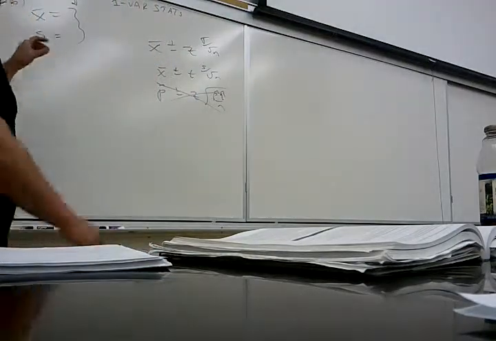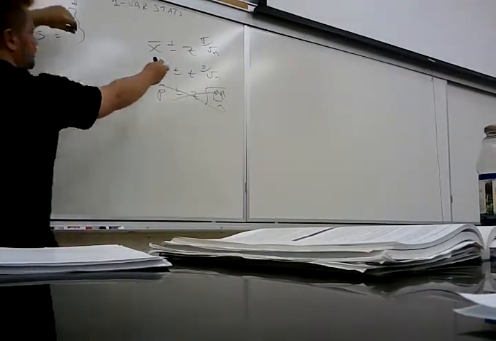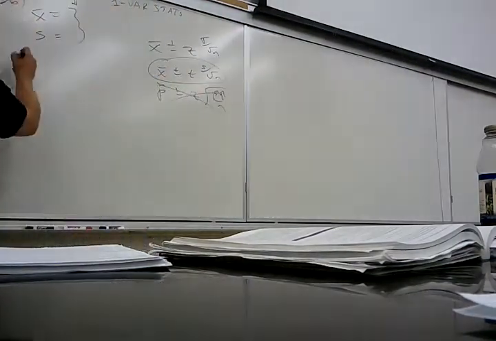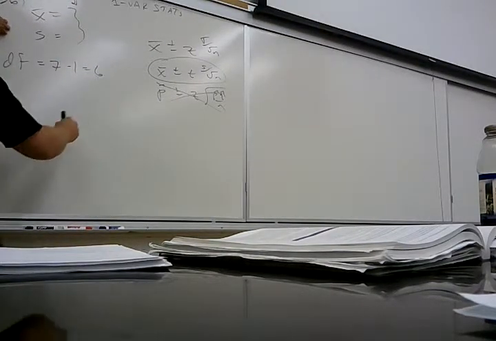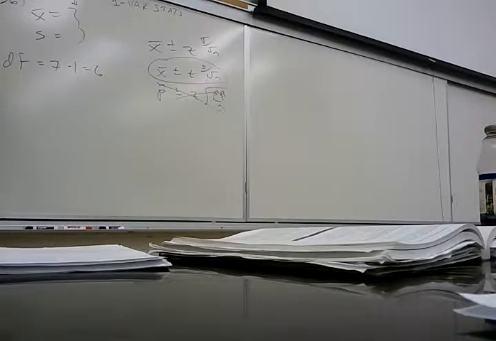You want to get these from your calculator. You can use this formula here. What's the degrees of freedom going to be? 6. Good. 1 less than the sample size. If you've missed a few classes, you have no idea what that is. You should probably come see me.